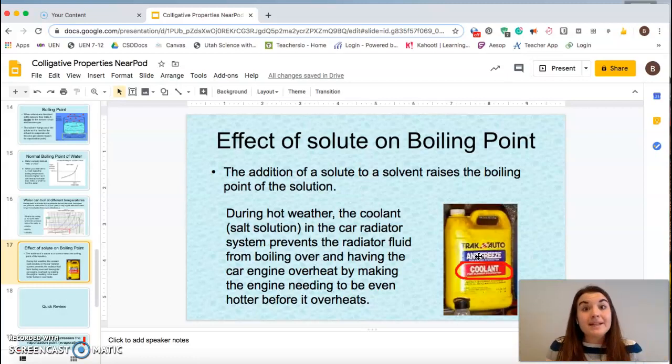If you ever drive past those people who have their cars and the gas flying off their car because the car is smoking, it's because the coolant did not do its job. The car overheated.